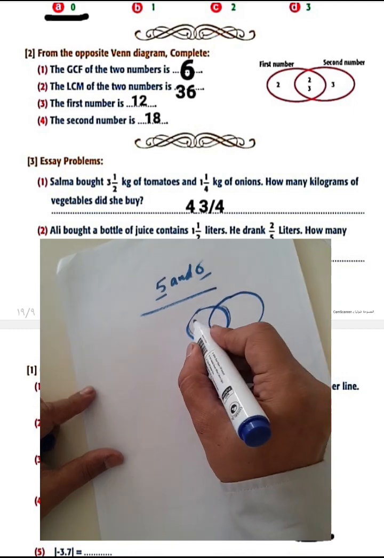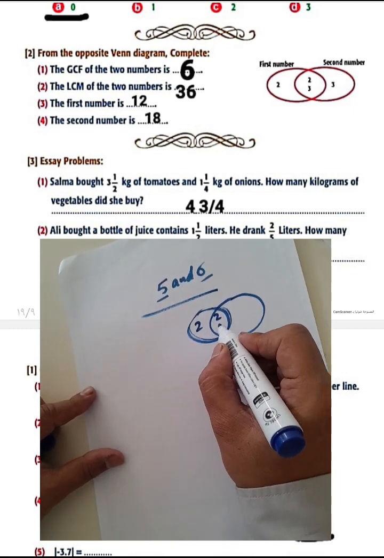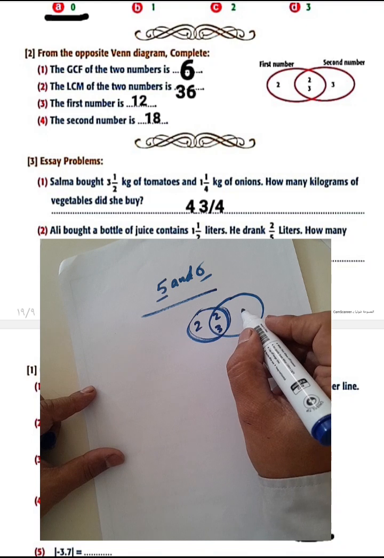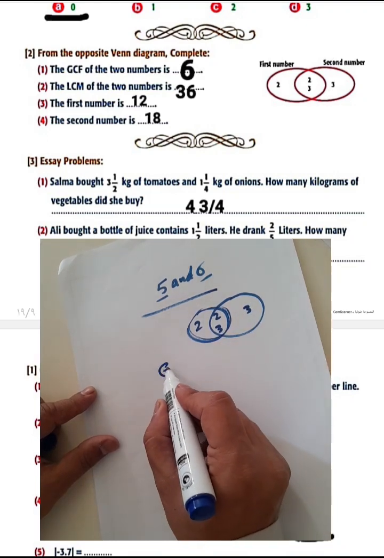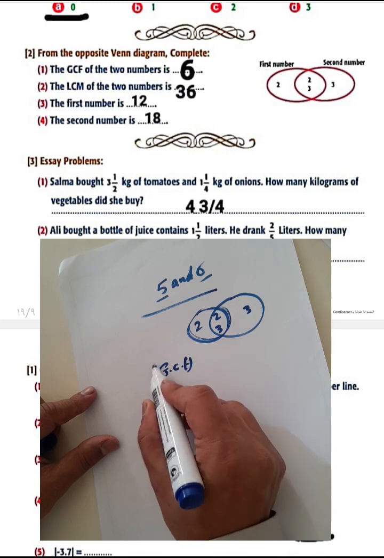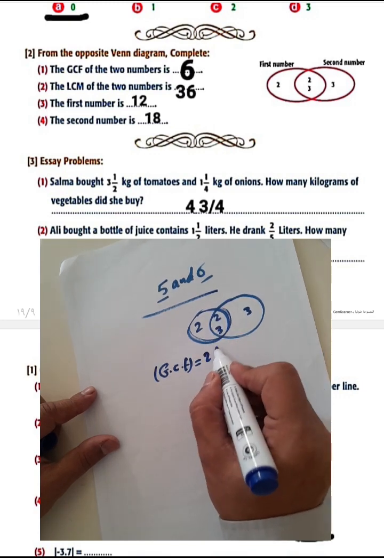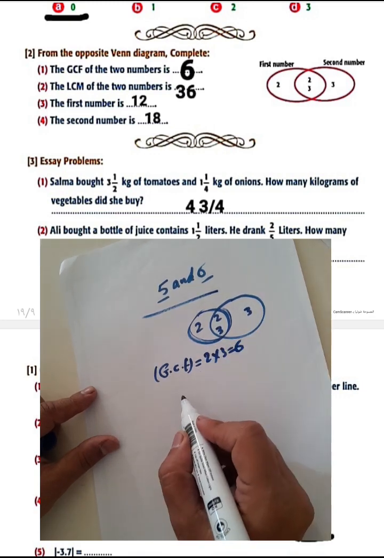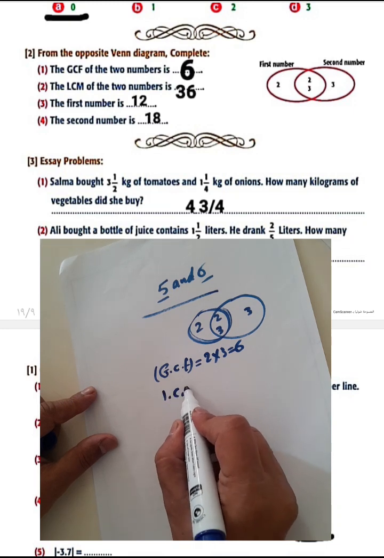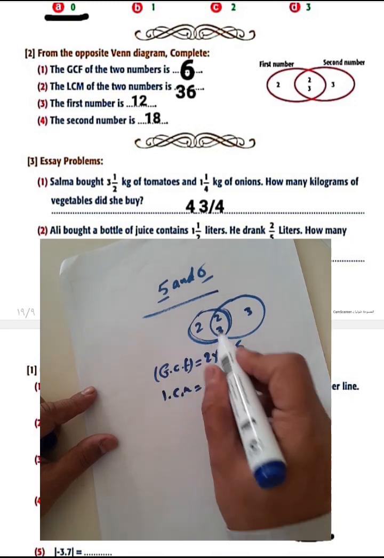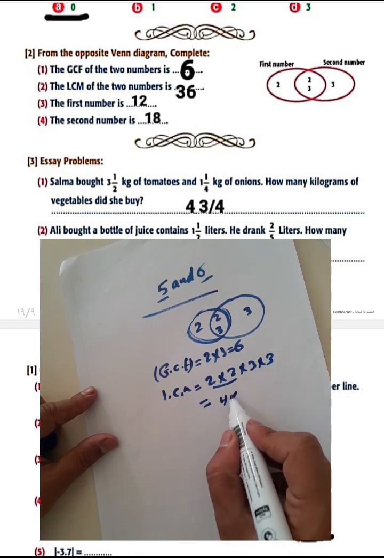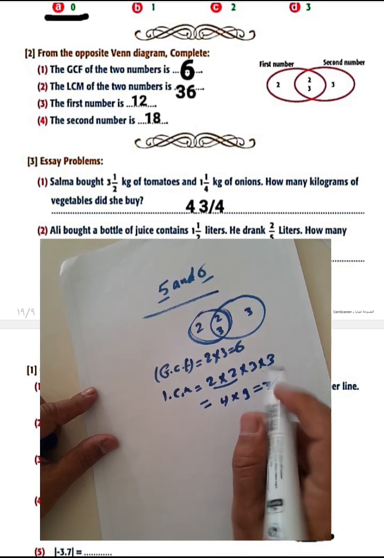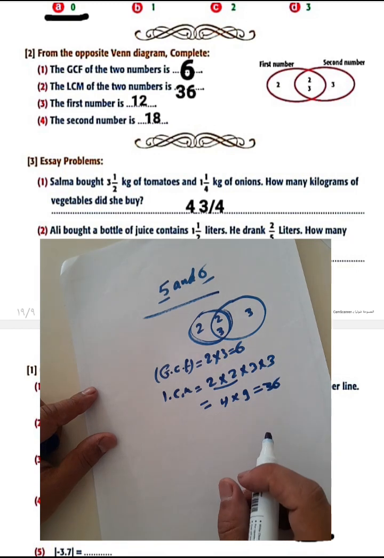We have here 2 and 2 and 3, and we have 3. We can find the greatest common factor by multiplying 2 by 3, which equals 6. And the least common multiple, we can find the result: 2 by 2 by 3 by 3. 2 times 2 is 4. 4 times 9 equals 36, times all factors here in the Venn diagram.